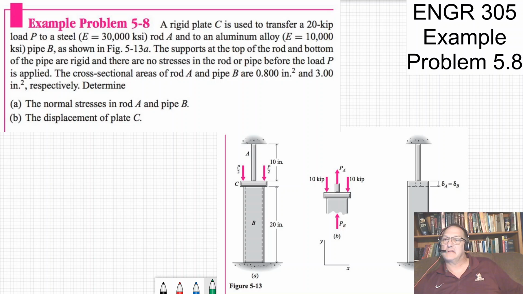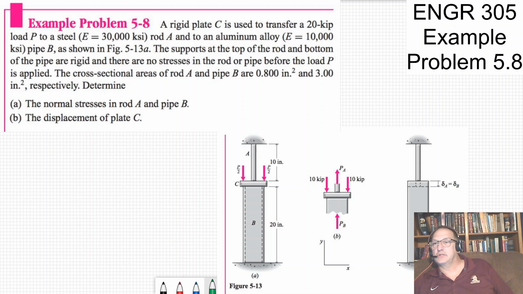There are no stresses in the rod or the pipe before the load P is applied. That is, they're not pushing on each other. The rigid plate doesn't weigh anything. So the only stresses we're worried about are from this 20,000 pound load.